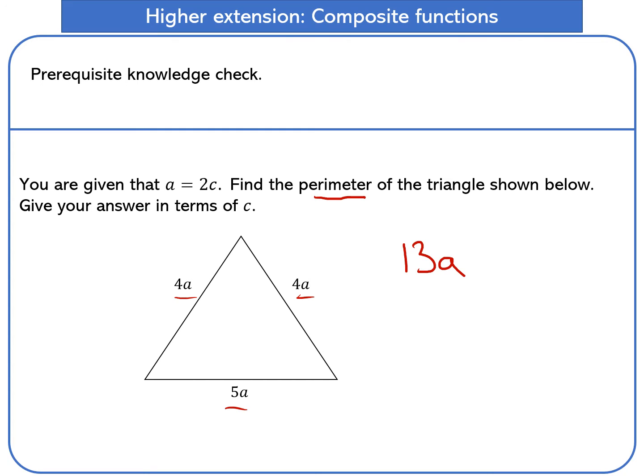Seems a bit easy. Let's just read the question. Have I done it correctly? Well, it says give your answer in terms of c, and currently our answer is in terms of a. I notice that a is equal to 2c, so it means where I have a, I can replace that with 2c. I've still got the 13, and multiply that together, and that gives me my answer of 26c.